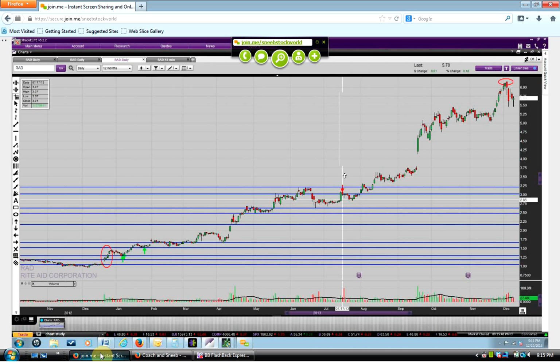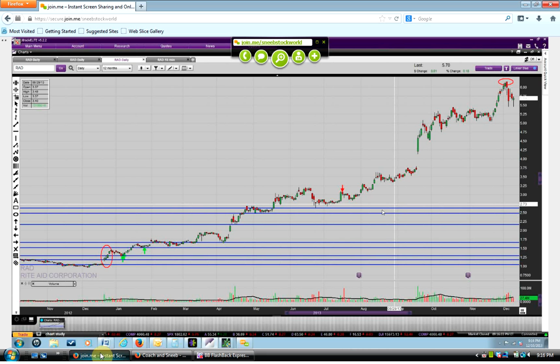Now, let's look at this. We sell half here, and we've got these highs. And these highs were what based our sells, so I'm going to take them out. We know that our stop is a failure of this line. We're only sitting on half of our original position.